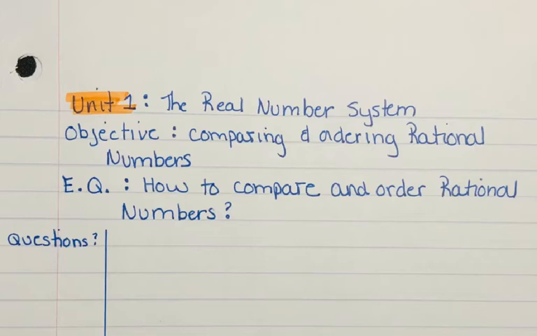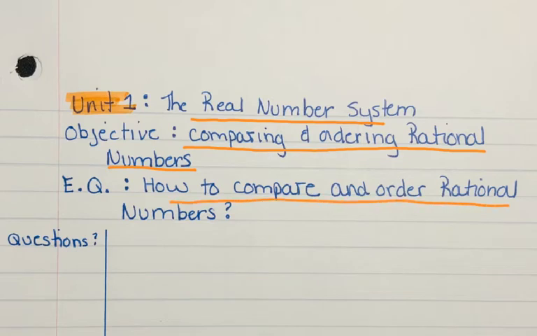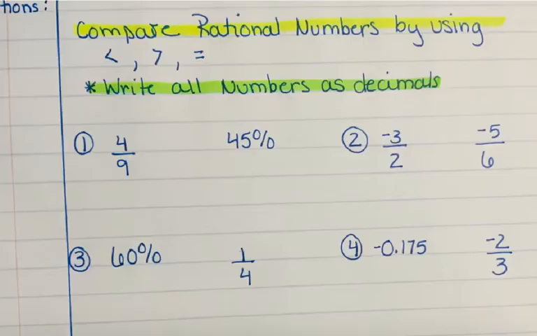This will be our last lesson for the real number system. We are almost finished with Unit 1. Our objective for today is to compare and order rational numbers. And our essential question is how to compare and order rational numbers. This should be page 19. Remember to pause the video at any time you need to finish writing.